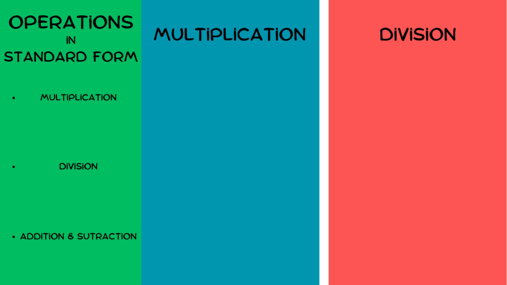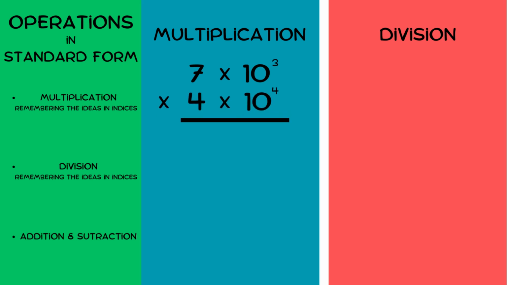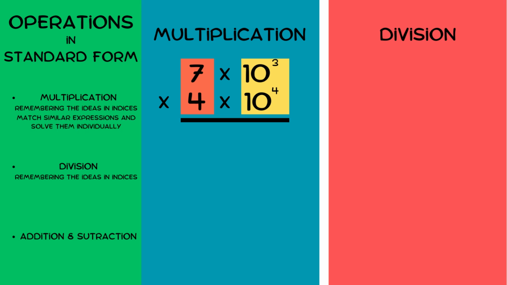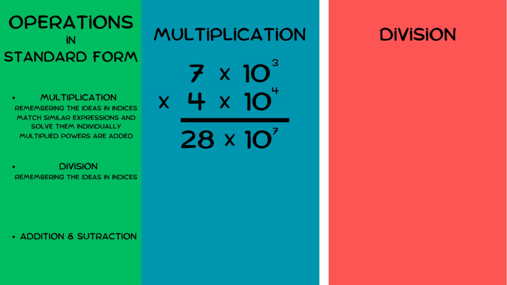Now, when we are asked to operate on standard form numbers, it is not different from the ideas we previously understood. First, if we are asked to multiply or divide, we just use the ideas we learnt with indices. For example, if we are asked to multiply 7 times 10 to the power of 3 and 4 times 10 to the power of 4, we would just match similar expressions together and solve them individually. In this case, 7 times 4 would be 28, while 10 to the 3 times 10 to the 4 would be 10 to the 7, as multiplied powers are added together if the base is the same. Therefore, our answer would be 28 times 10 to the power of 7.